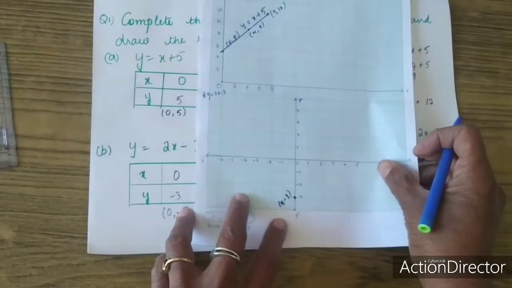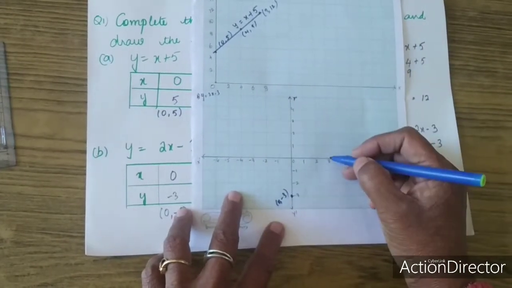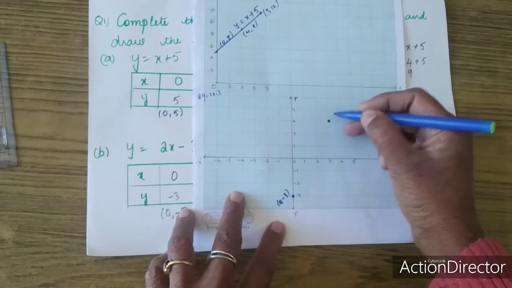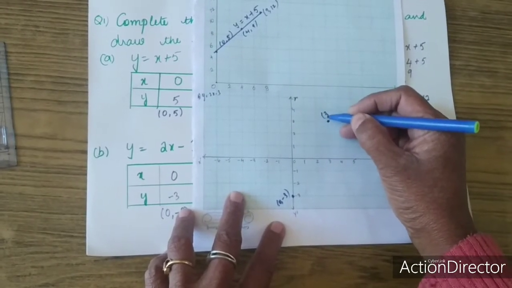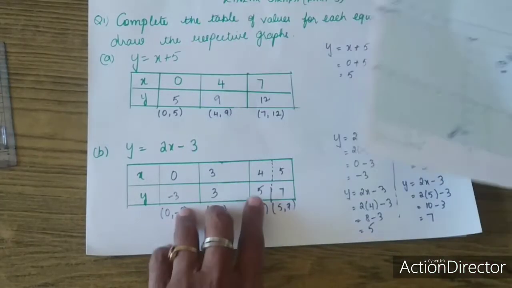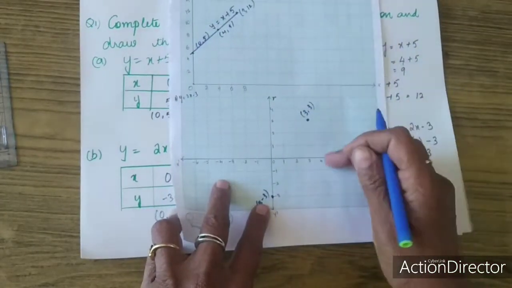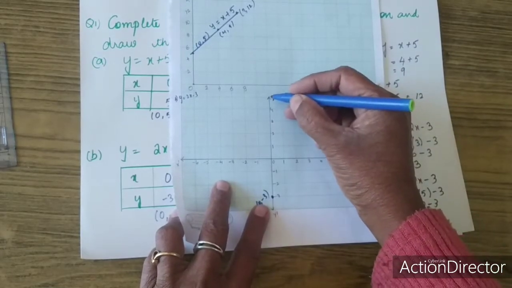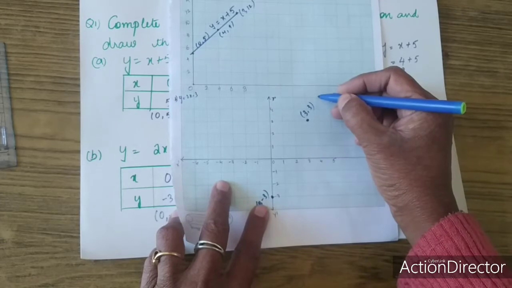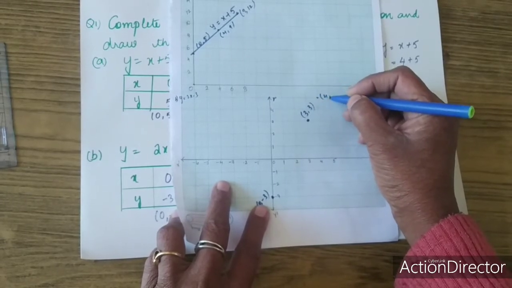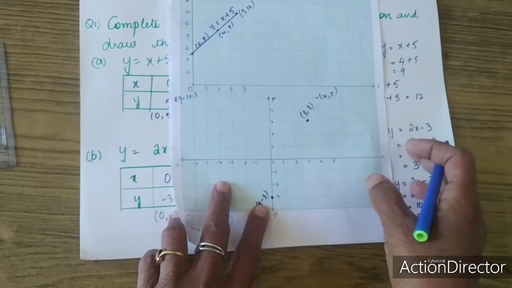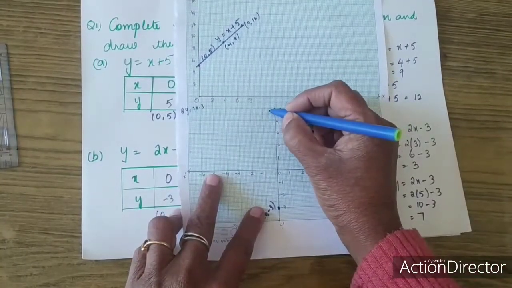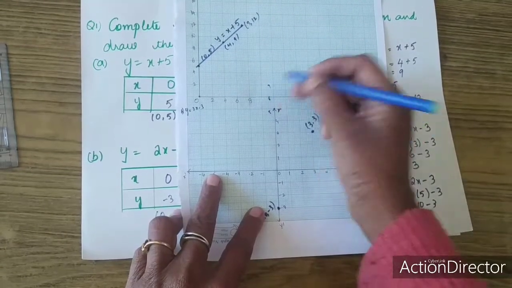Second one is 3, 3. Now it is the intersection point of 3 on x-axis and 3 on y-axis. So this is the point 3, 3. Next one is 4, 5. So 4 on x-axis and this is the point 5 on y-axis. So this is the point 4, 5. Next is 5, 7. So you mark this point. You can extend the line as and when required.